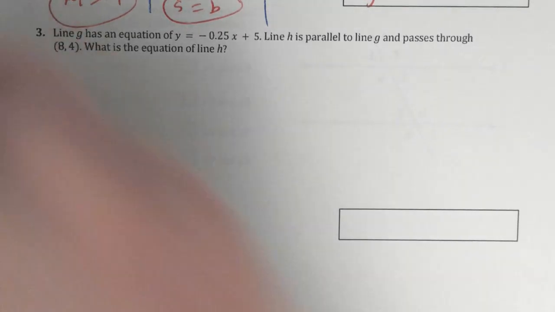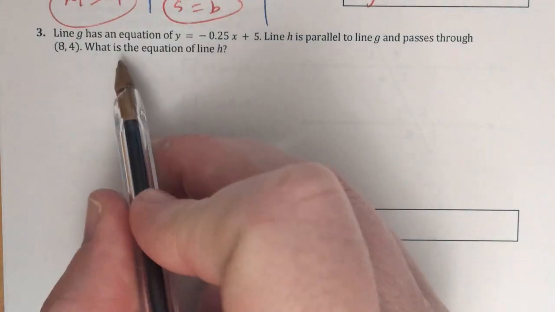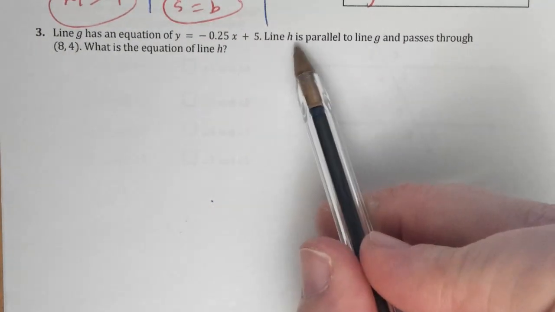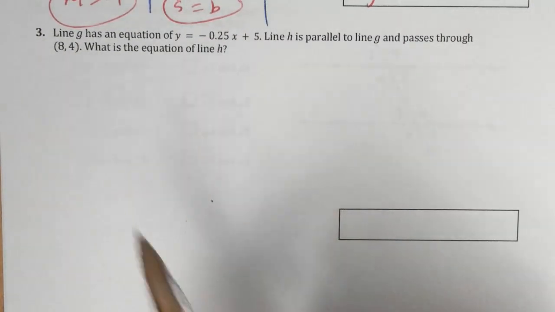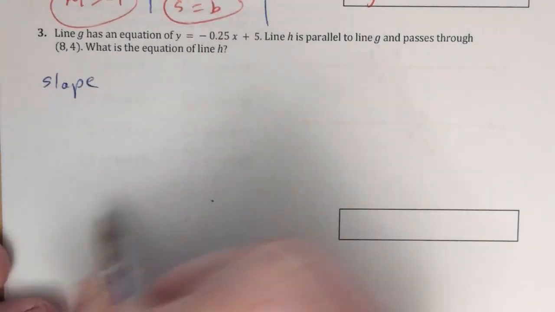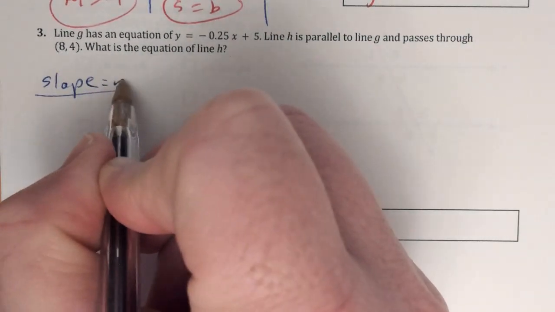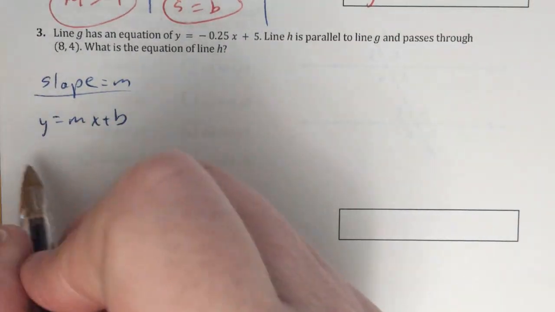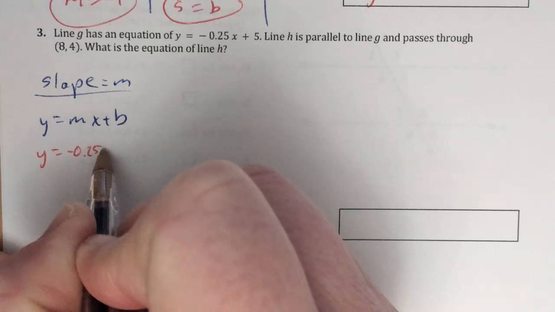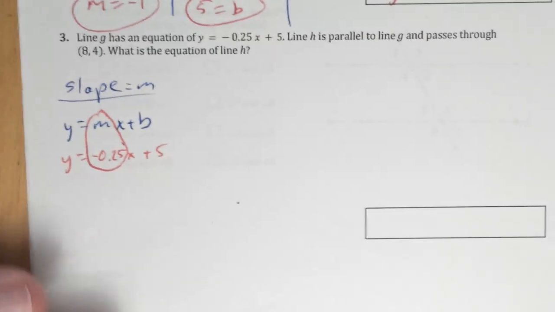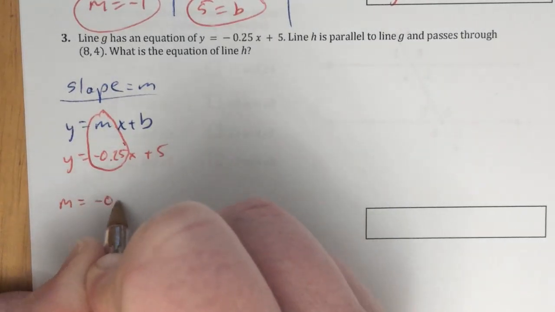All right, so at number 3, at this moment, we need to find what is the equation of line H, right? So we have this equation. Line H is parallel to line G, and it passes through this point. So no matter what, we want to find the slope first. At this second, we have y equals mx plus b, and what we have is y equals negative 0.25x plus 5. So our m at this second is negative 0.25.